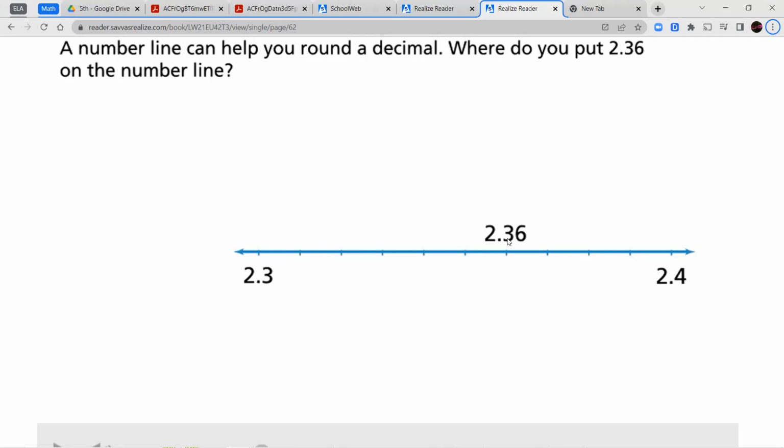Once you place it on a number line, it's very easy to see the distance. It's a lot shorter to get from the point that you're at, which is 2 and 36 hundredths, and move it up to 2.4 or 2 4/10 than it is to move it back to 2 3/10.